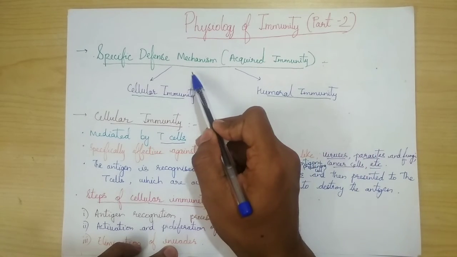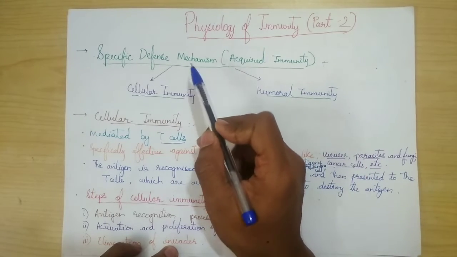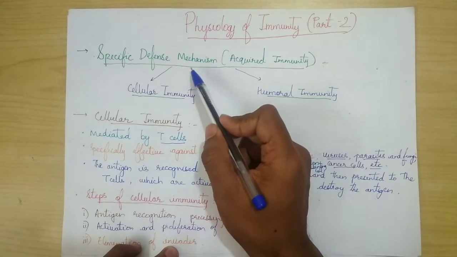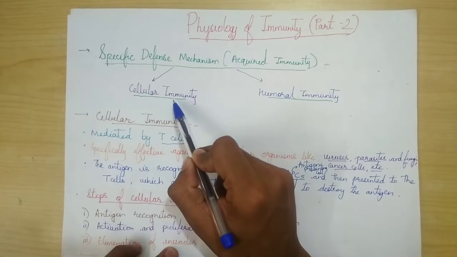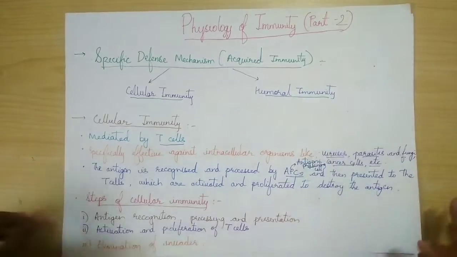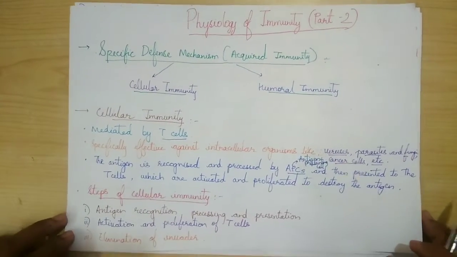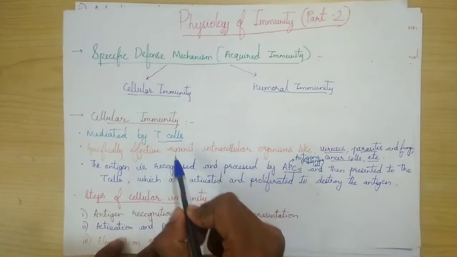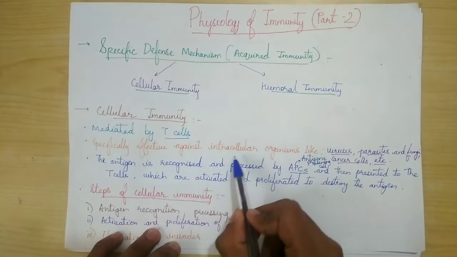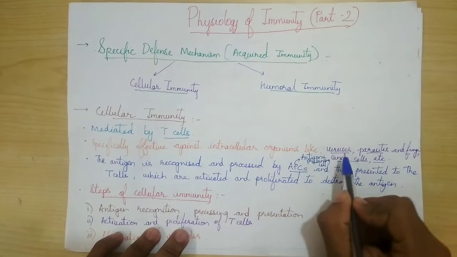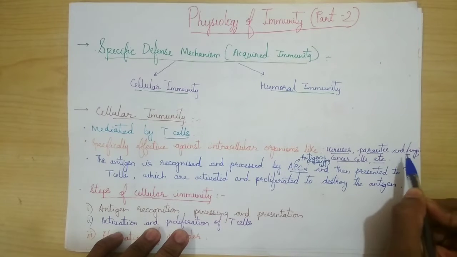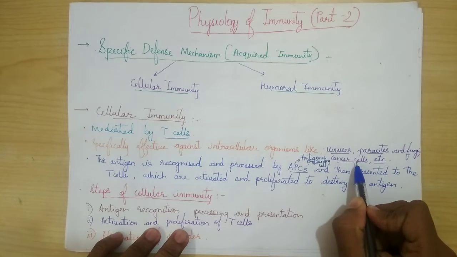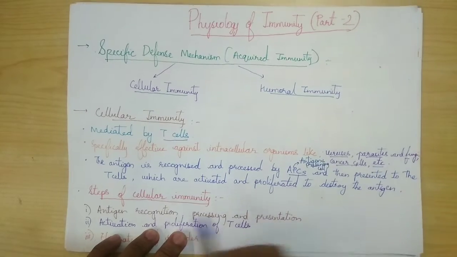It is the type of defense mechanism which is activated by specific antigens. It can be further divided into cellular immunity and humoral immunity. So let's talk about cellular immunity now. It is mediated mainly by the T cells. It is specifically effective against intracellular organisms like viruses, parasites, fungi, cancer cells, tumor cells, and many more.